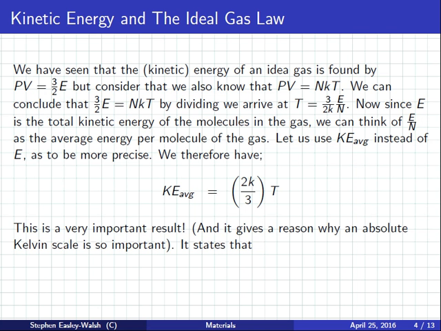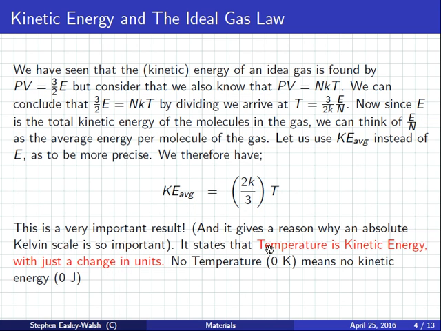So this gives us the reason why Kelvin is also an important unit. Temperature is really just kinetic energy, except with a change in the unit. So apart from this constant that changes the unit, there's not much difference between average kinetic energy and temperature. No temperature means no kinetic energy, which means no movement. This is the key result here from this slide. So of course you don't need all of this, but the idea here is very, very important in thermodynamics.